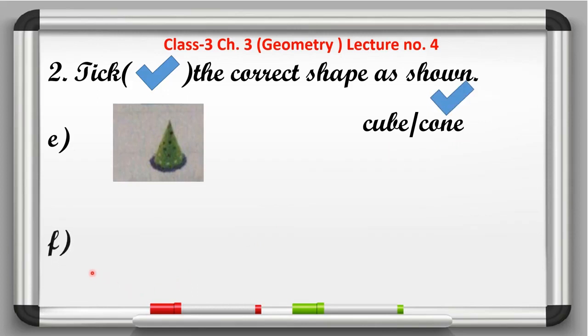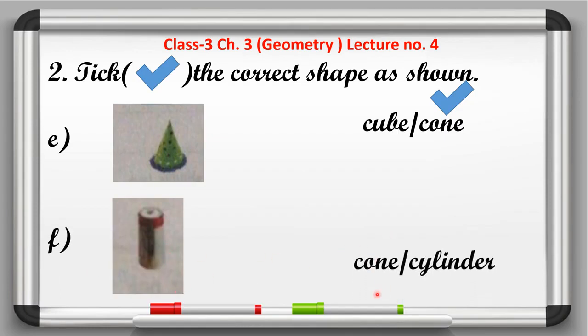Now in F part, this object is given and this is a battery cell. Okay. So what is the shape of this? We have two options, cone or cylinder. So cylinder is correct. So we will take this cylinder.